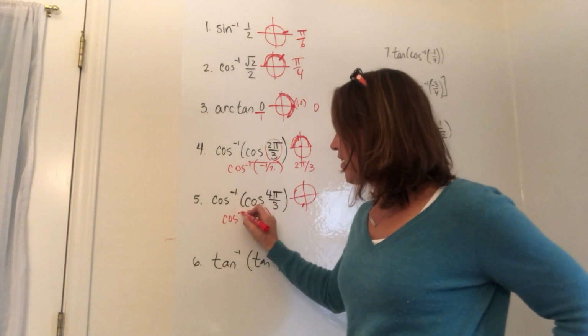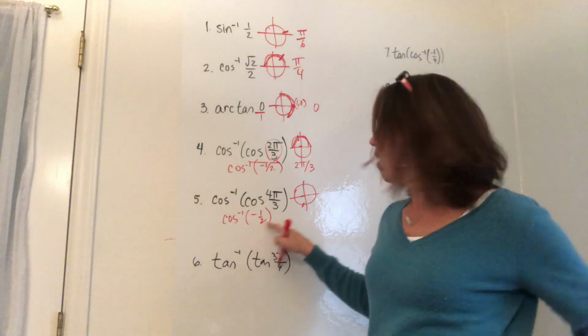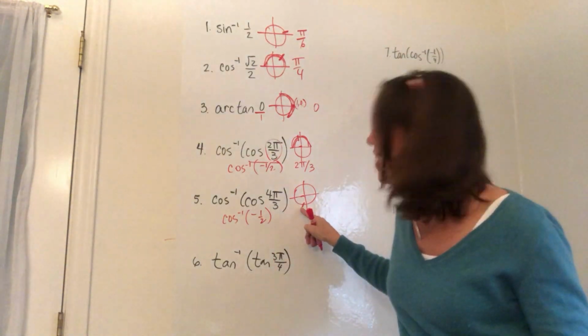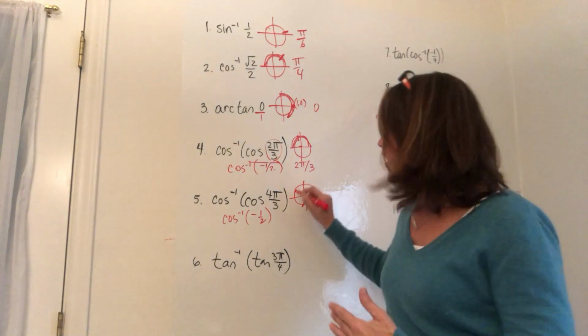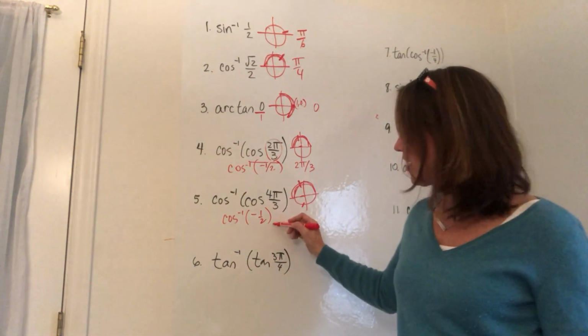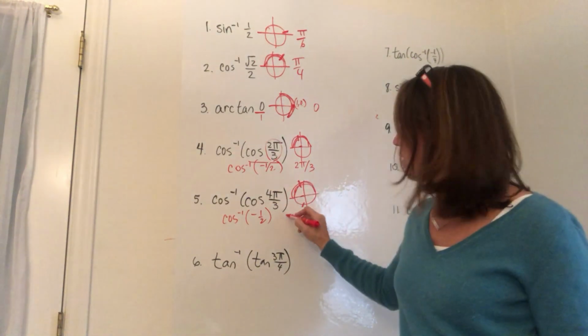So now you need the angle whose cosine is -1/2. This does have a cosine of -1/2, but it's not in my principal value region, so I cannot use it. I have to pick something up here, so therefore I'm going to go here, and this answer, like this one, is 2 pi over 3.